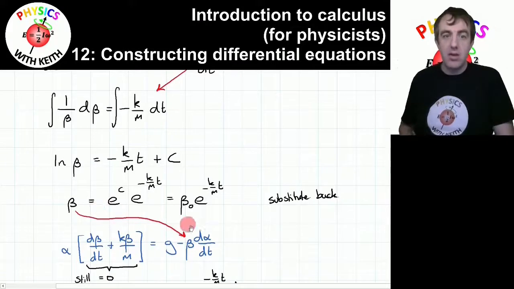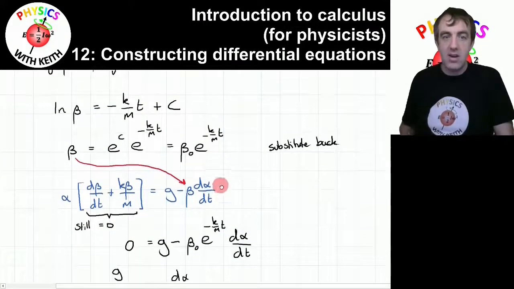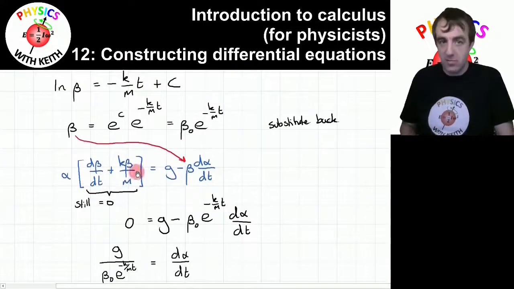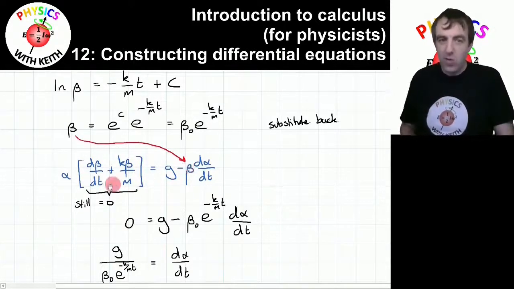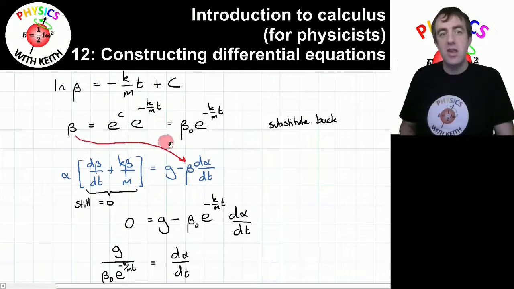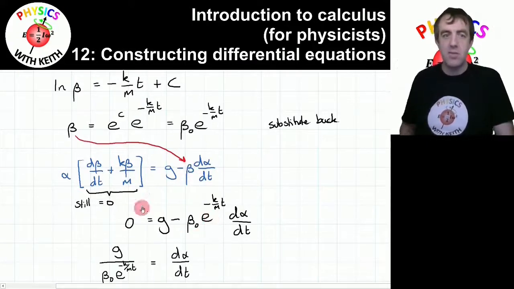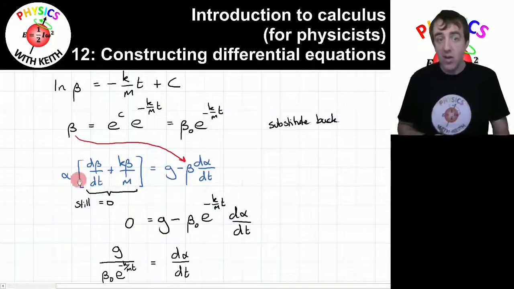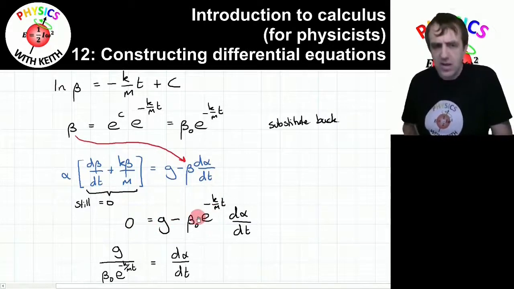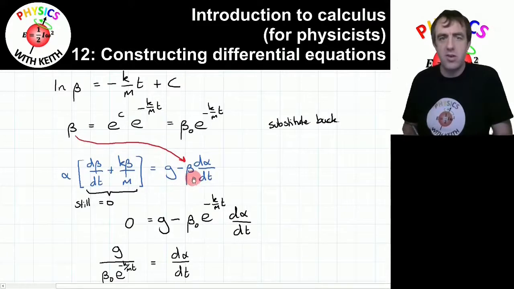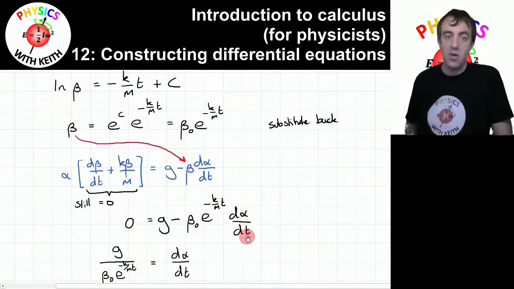So now I can plug that back into the right-hand side of that equation I had before. Remember, this bit here was 0, and this equation will all work. I found what that function of beta has to be. So let's plug that beta in here and see what happens. This left-hand side, because this term is 0, is equal to 0. But this right-hand side, where I've substituted this beta, becomes g minus, instead of beta, it's beta naught e to the minus k over mt, multiplied by d alpha over dt.